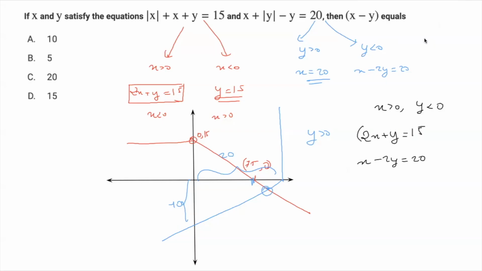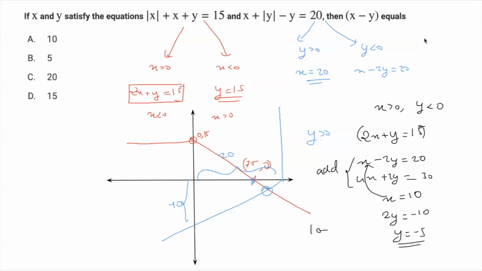First equation we will multiply by 2 throughout, we'll get 4x plus 2y equals 30. Adding the two equations now, we will get x equal to 10. Substituting that in any of these two equations, we get y equals minus 5. And now our answer, x minus y, is 10 minus minus 5, which is nothing but 15. A very good way of solving the question.